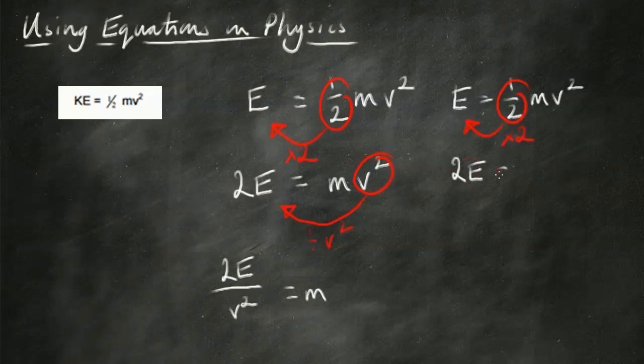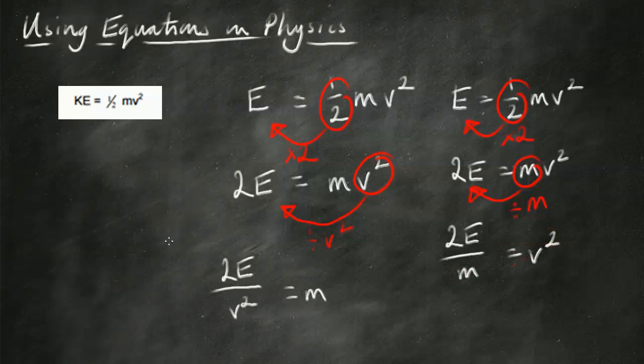2e equals mv squared. Now I need to move the mass next, so I want to leave v on its own. Times by mass is the same as the opposite to divide by mass. So 2e over mass equals v squared. Now I just need to do the inverse of squared, and the inverse of squared is the root of. So my next line is the root of 2e over m equals v.